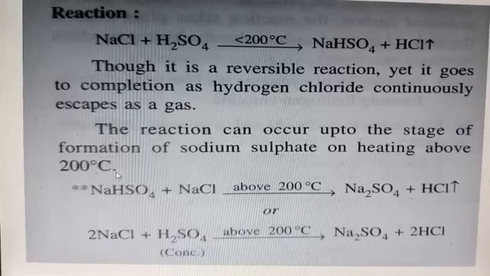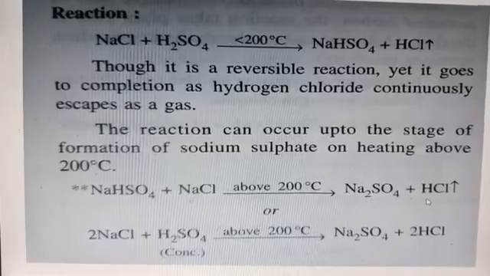That means if you heat the mixture above 200 degrees Celsius, then what will you get? You will be getting sodium sulfate and hydrogen chloride gas. If you heat above 200 degrees Celsius, you will be getting sodium sulfate plus hydrogen chloride gas.